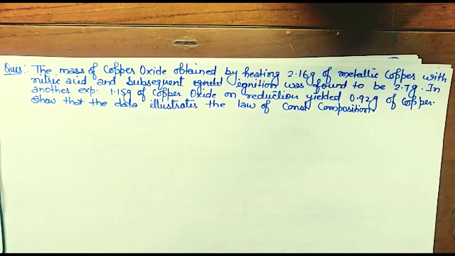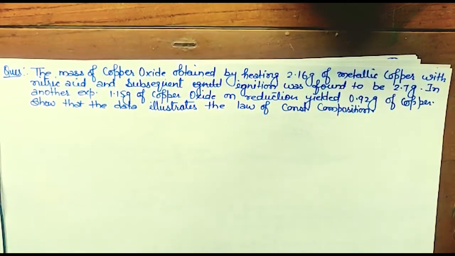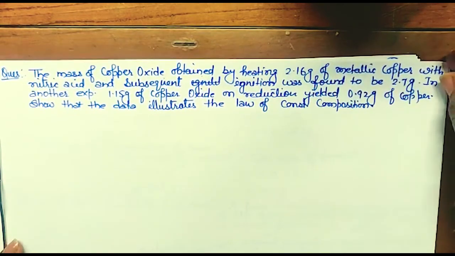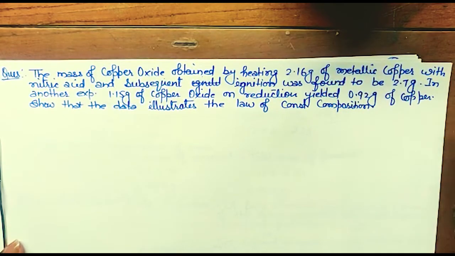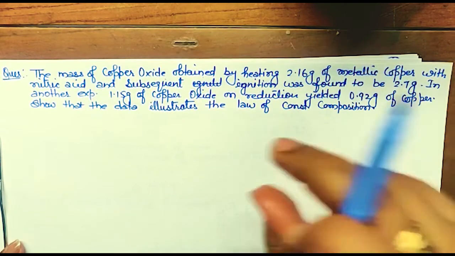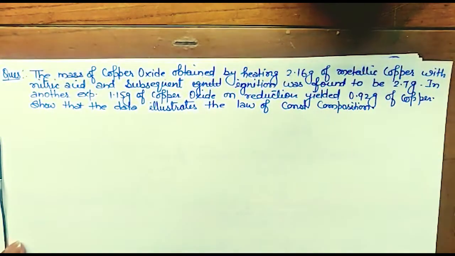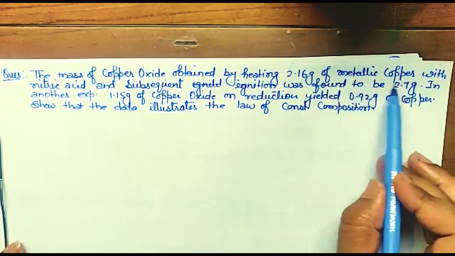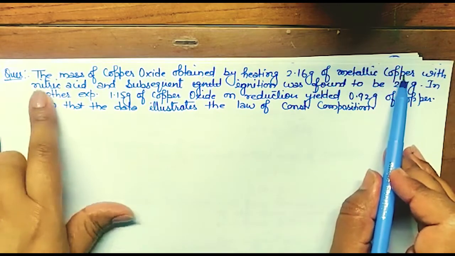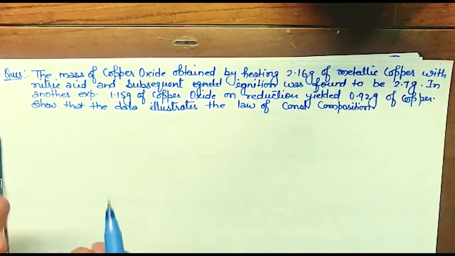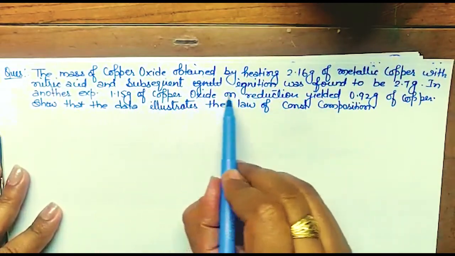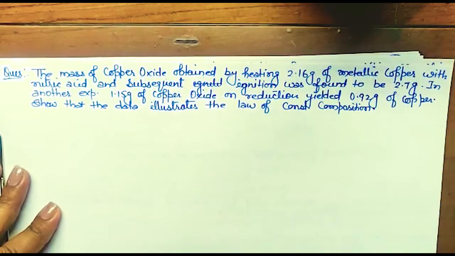See class, as I told you, this chapter is full of numericals, and here you can see the trailer. Yes. So this is a very small numerical right now. It's going to get tougher day by day. Okay. So try to understand what the question is saying. Here it is saying that when 2.16 gram of metallic copper and nitric acid react, then the mass of copper oxide obtained will be this 2.7 gram. Got it?